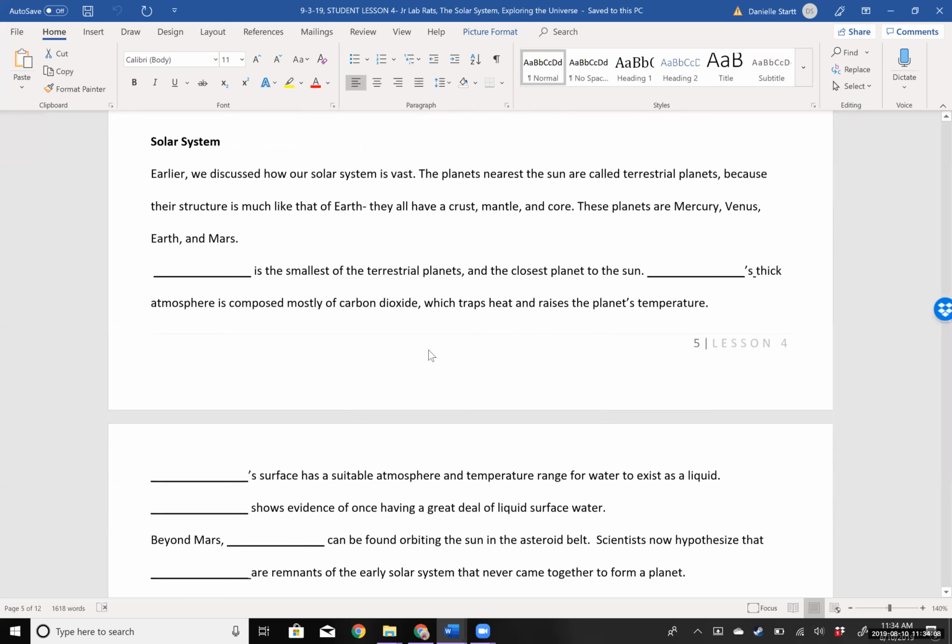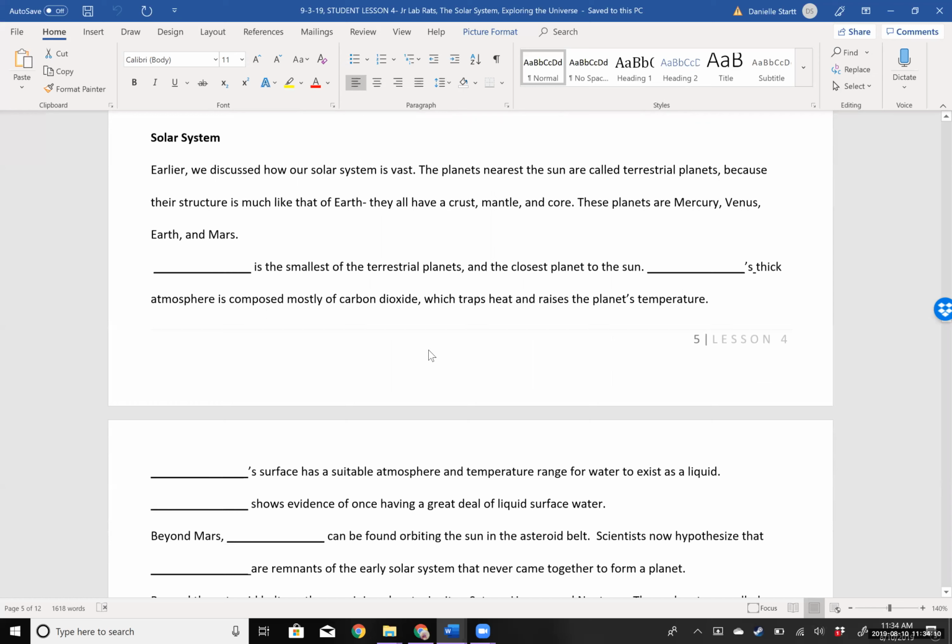Earlier we discussed how our solar system is vast. The planets nearest the sun are called terrestrial planets because their structure is much like that of Earth. They have a crust, mantle, and core. We talked about crust, mantle, and core last week. This word right here, terrestrial. Anytime you see terra, this root right in here, or even sometimes there's an A instead of an E, that's a Latin root meaning Earth. Okay, so these are similar to Earth.